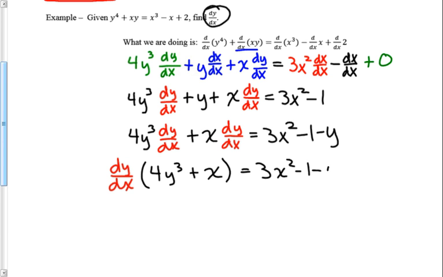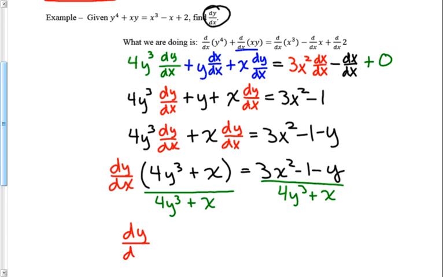Now, when I have implicit differentiation, I could have x's and y's all mixed up even when I solve for dy dx, and that's what's going to happen in this one, which is absolutely fine. So to get dy dx all the way by itself now, I need to divide both sides by 4y cubed plus x. And then all I need to do is write what dy dx is now. So dy dx is 3x squared minus 1 minus y all over 4y cubed plus x. And this is my derivative of that relation.